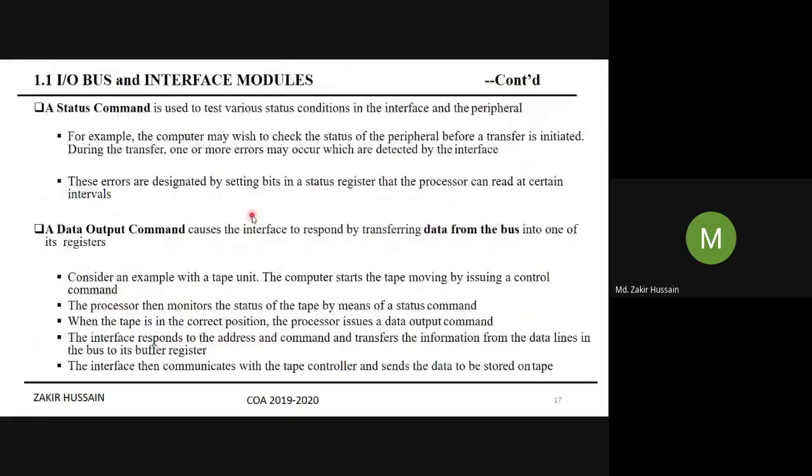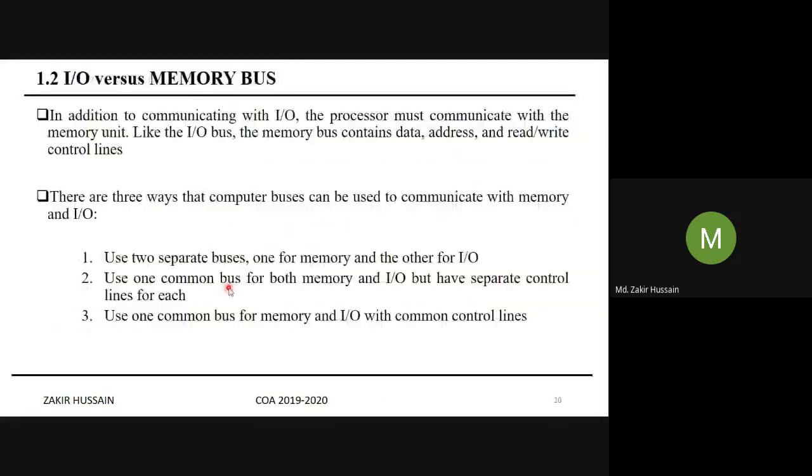Here we have three methods, or three ways, in which computer buses are handled. One is to use a separate bus, one for memory and the other for I/O. This we have seen yesterday.